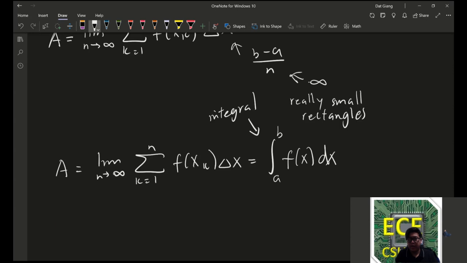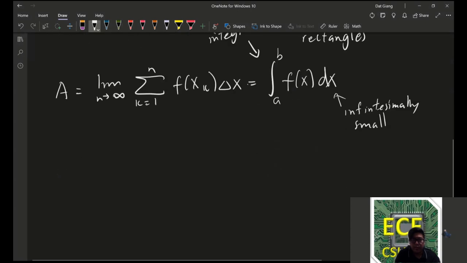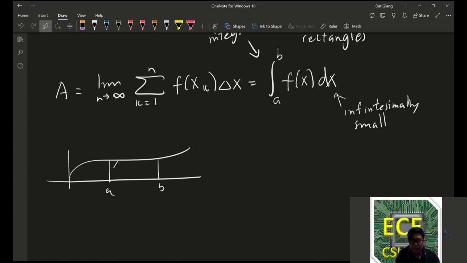Notice that we didn't change too much in our notation. Our variable height is still present, but our width is what's called infinitesimally small. So we could have the curve between a and b occupy the entire area underneath the curve.